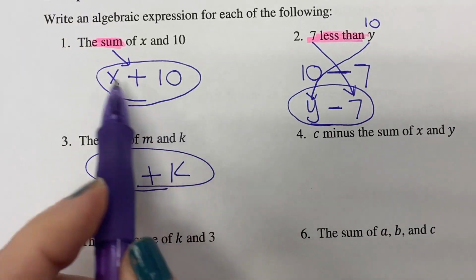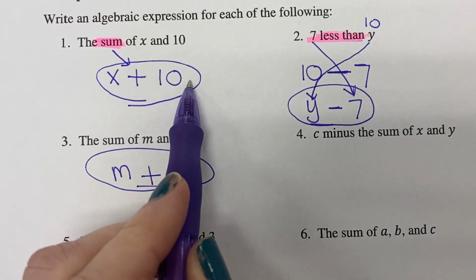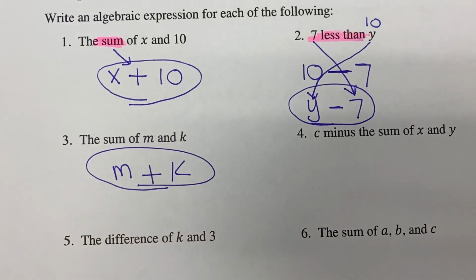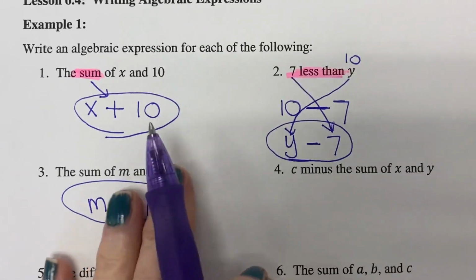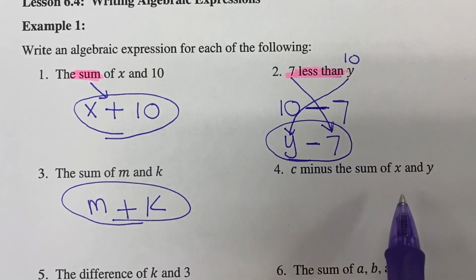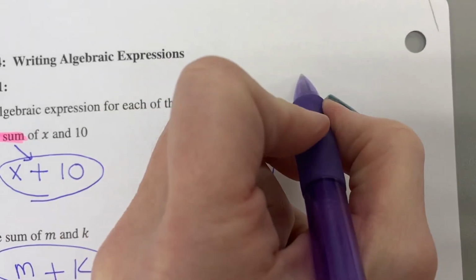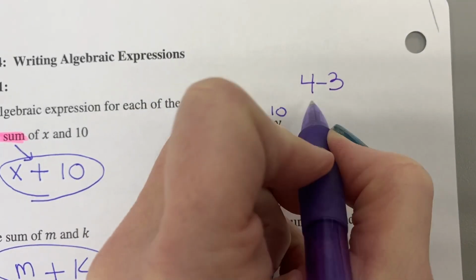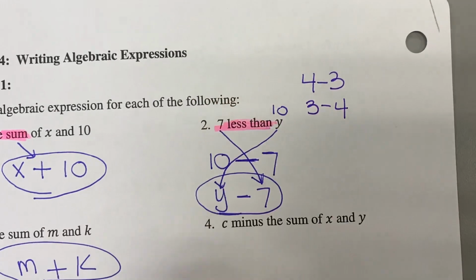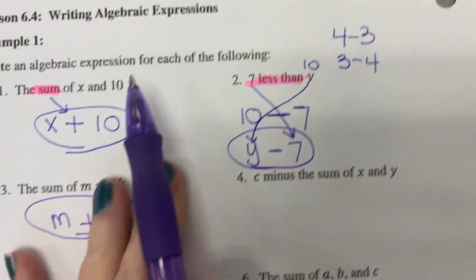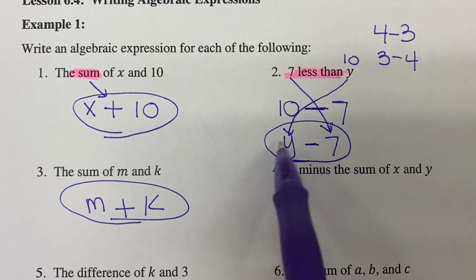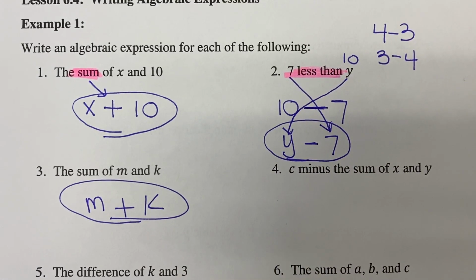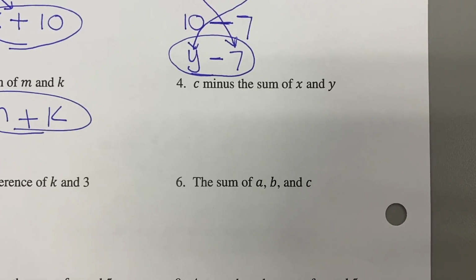So whether you wrote this as x plus 10 or 10 plus x, it wouldn't matter. M plus k, k plus m, both correct. Minusing is not commutative. 4 minus 3 is not the same as 3 minus 4. So it really matters with the minusing what comes first and what comes second. Okay? All right, let's look at number 4.